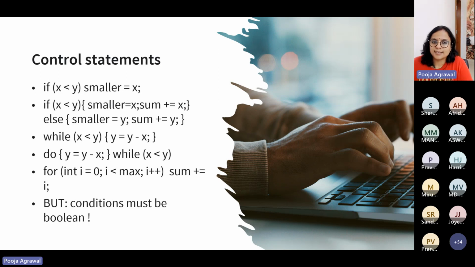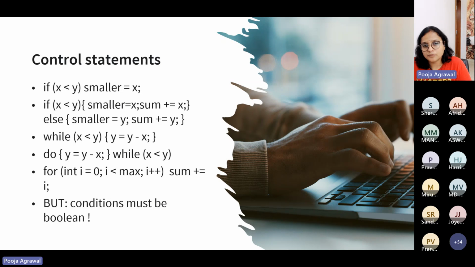A for loop basically initially has an initialization that happens like int i equal to 0. Then there is a conditional statement where we check a condition, let's say i less than max. So max is some variable, and until i is less than max, the for loop will keep running.